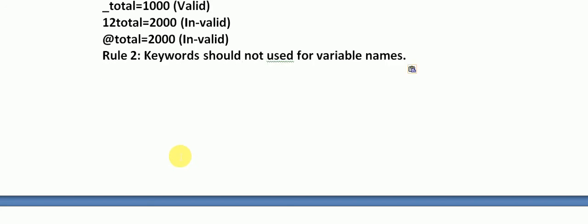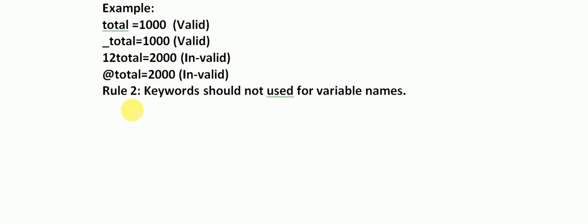Now if we talk about rule number 2, what is rule number 2? Rule two is that keywords should not be used as variable names. What does it mean? Keywords like true equals 100 or 1000, if equals 2000, are keywords which are not allowed in the naming convention of variables.